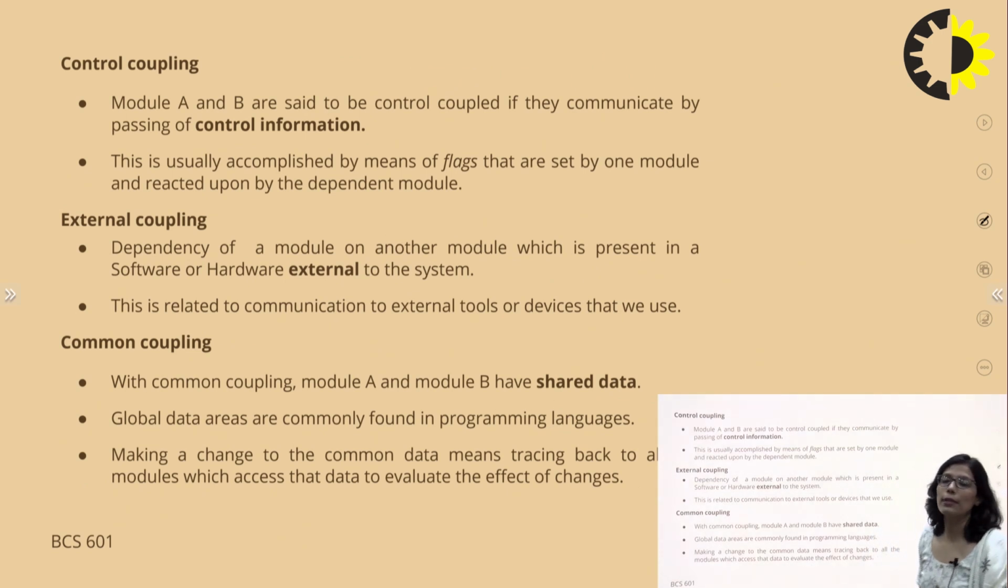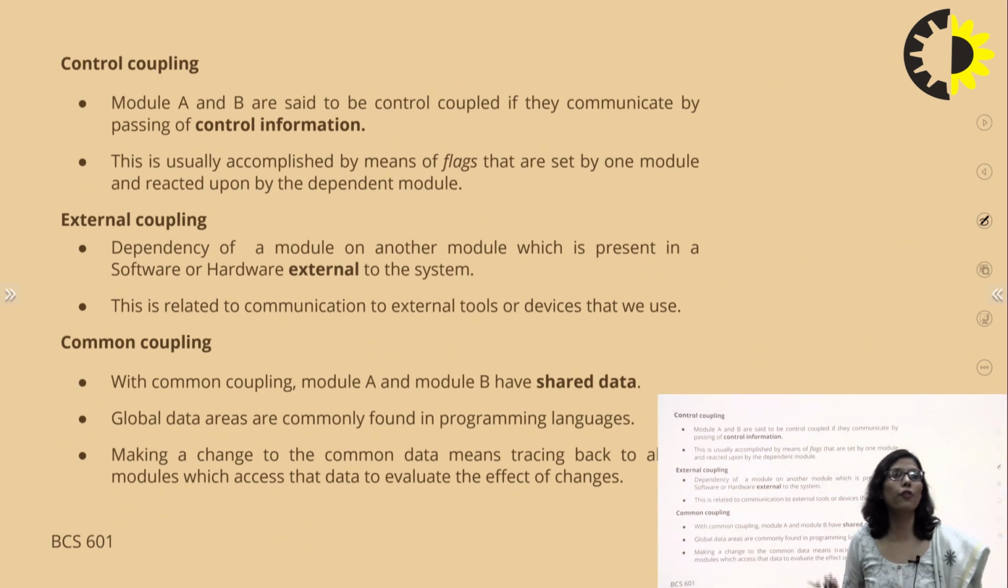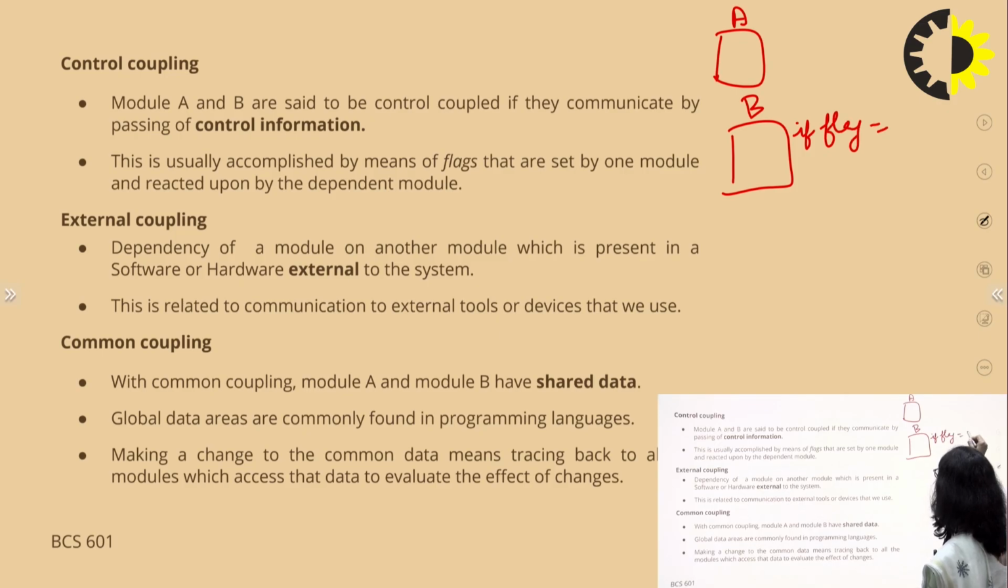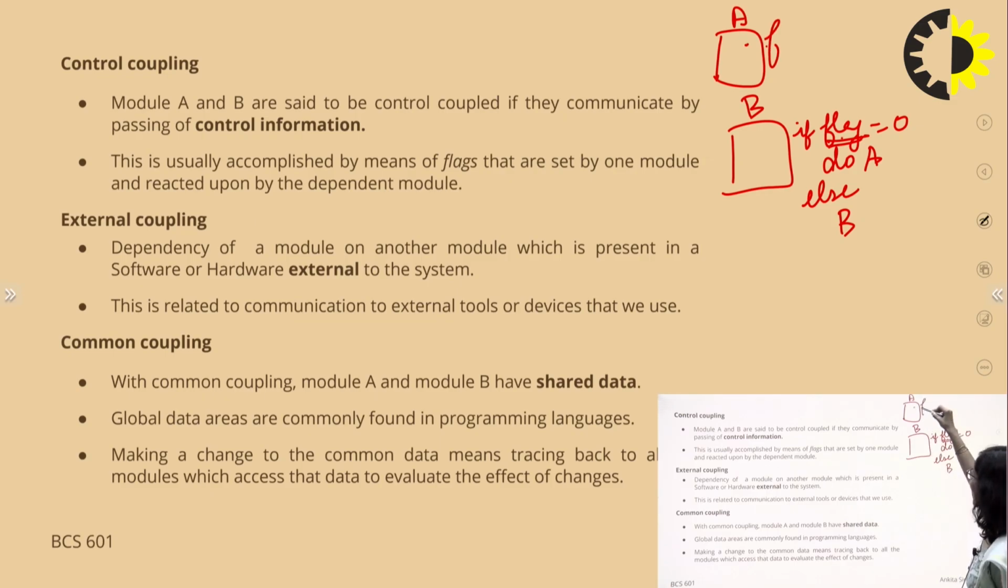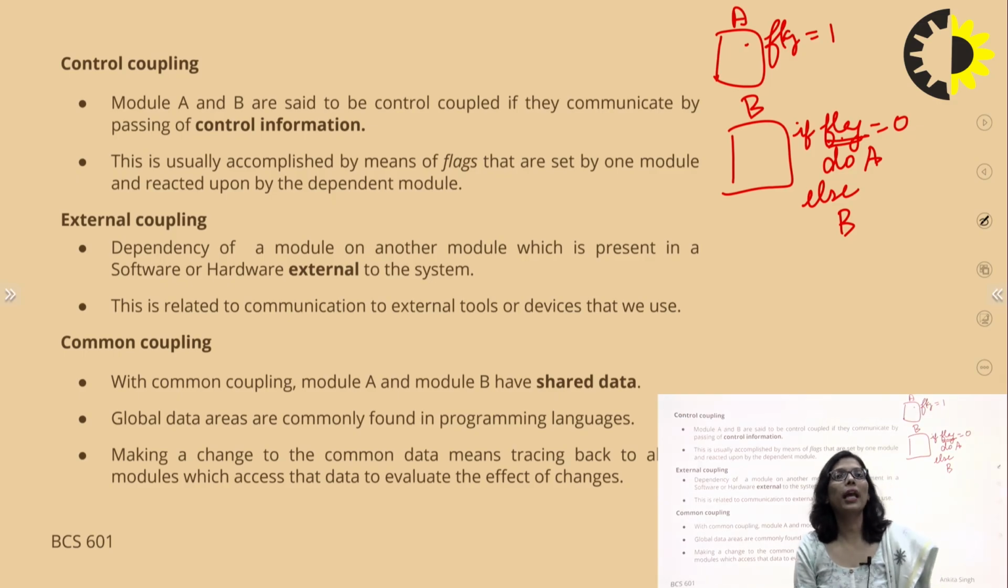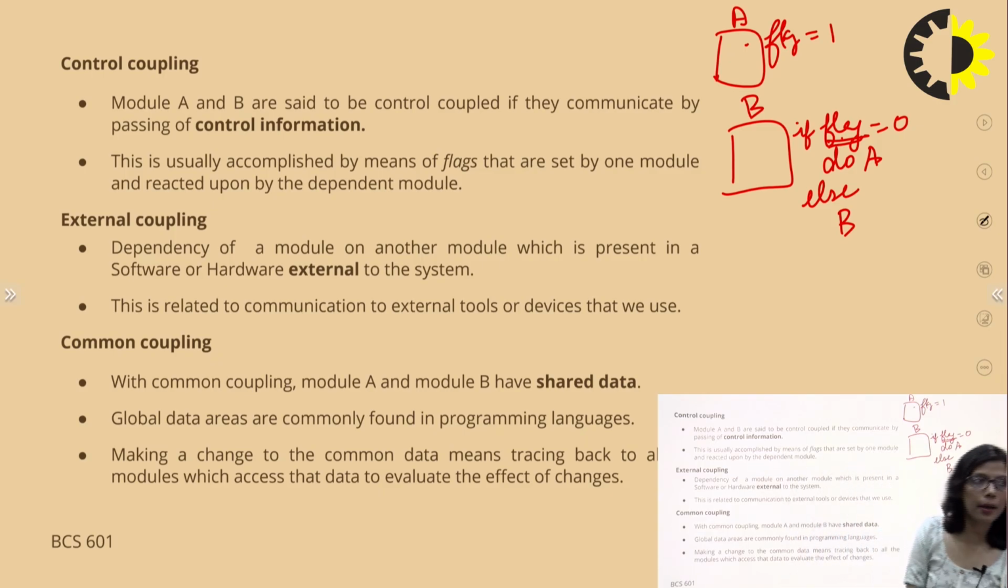Next is your control coupling. So, if I have two modules and they are passing control information to each other. For example, if I have module A and I have module B. Now, if module B says if flag is equal to 0, do A, else B. Now, if this flag is set by this module, suppose flag is equal to 1, we can say that A and B modules are control coupled because they are communicating through a common variable called flag, which is set by one module and being used by another module.